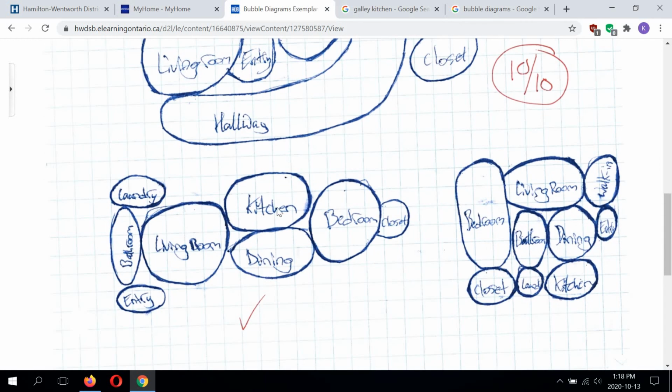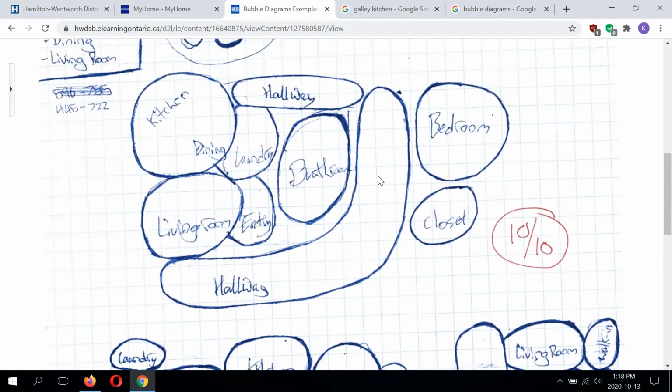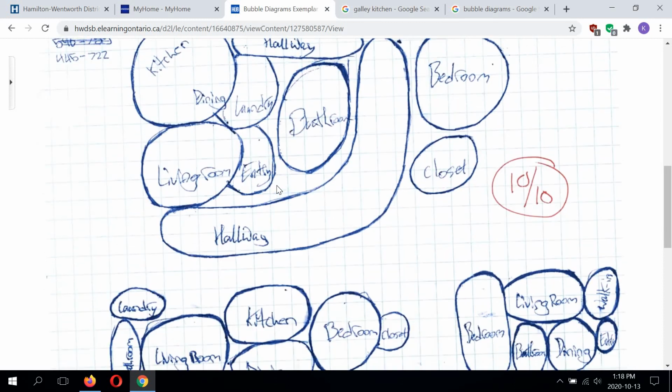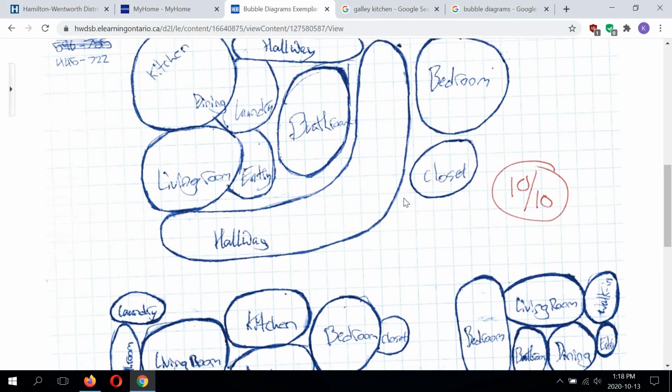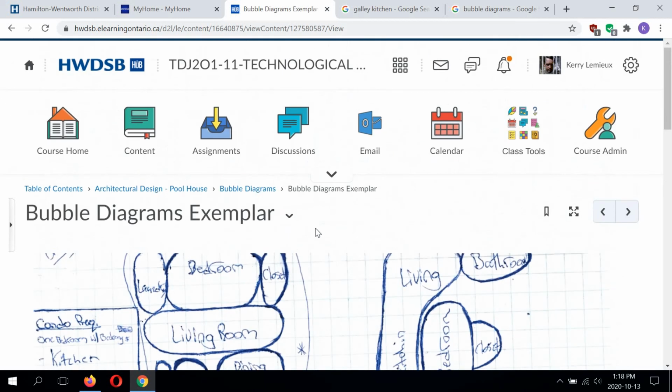And this is something that you can look at on your own, various examples. You can see that it's the same rooms over and over again in each set. But this is what designers do. They come up with several solutions before they select one. So once you've created at least 3 bubble diagrams and you've selected the one that you want to turn into a rough plan, that's what we're going to be doing the next time we talk, is create a rough plan on grid paper of your pool house.